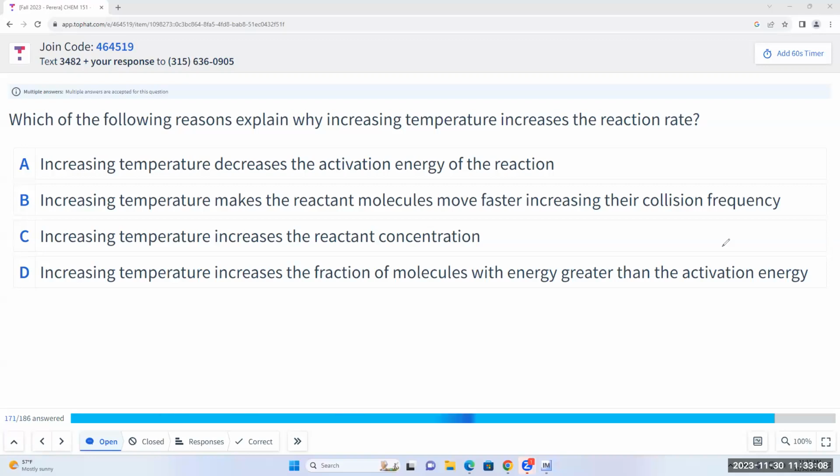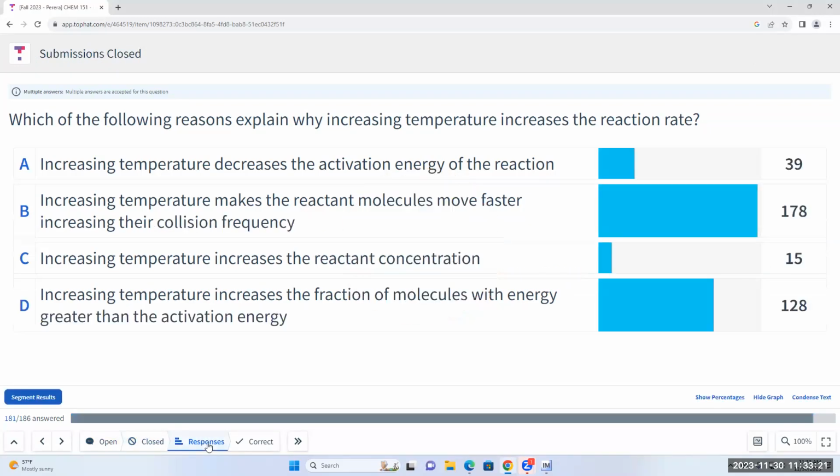All right, I'm going to close this question in 5, 4, 3, 2, and 1. All right. And here are our responses. Most of us selected option B without any doubt. An increase in temperature will make the molecules move faster. Therefore, there'll be more collisions. More collisions lead to faster reactions. So we know higher reaction rates.